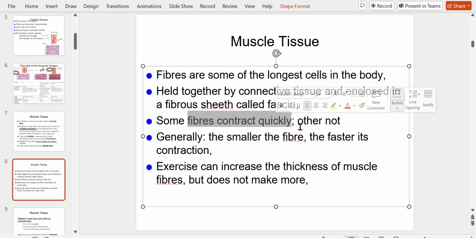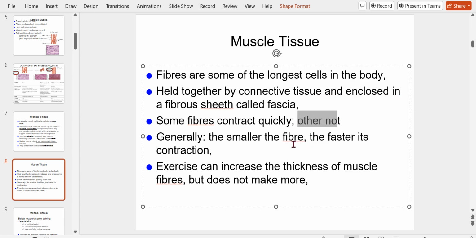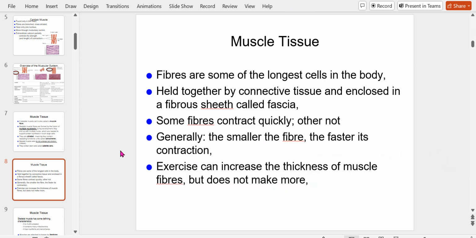Some fibers contract quickly, like the digits in your hand, your fingers. They can move very quickly, playing piano, violin. Others are not. What I want you to think of is a chicken. White meat and dark meat. Where is the white meat on the chicken? Where is the dark meat? Why is dark meat dark? We'll get there, all right? Exercise can increase the thickness of muscle, but does not make more.